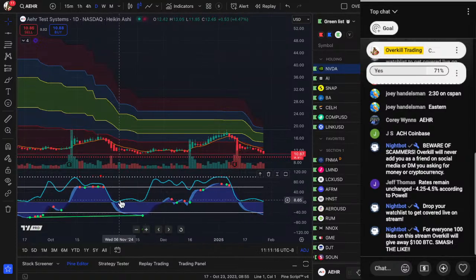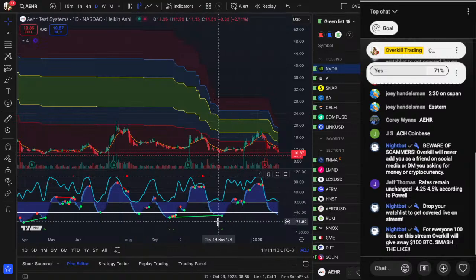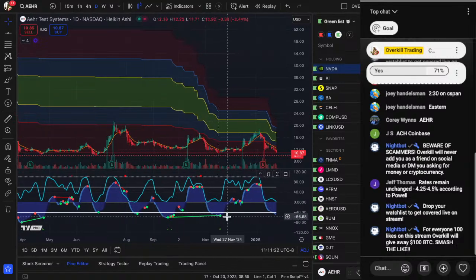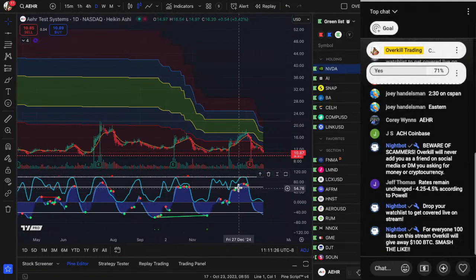We want to buy them deep when this wave is deep, because people are fearful down here, right? Warren Buffett says it best, buy the fear, sell the greed. People are fearful down here because we just had a big dip, and they're greedy up here because we just ripped. So we want to buy the dips, sell the rips. But yeah, this one I would be a buyer on that next green dot for AERH.